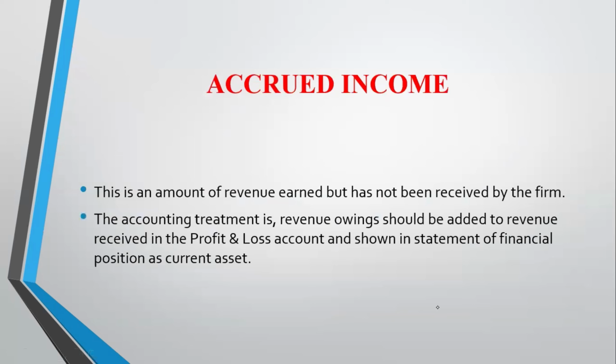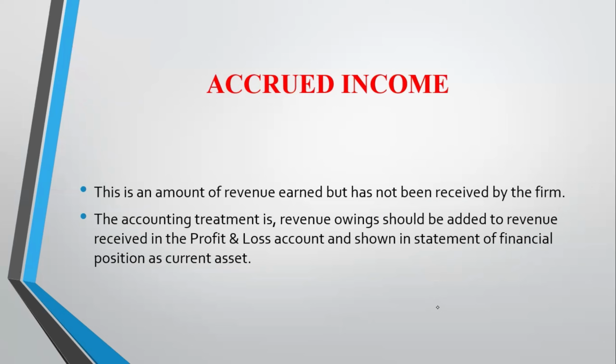Then we have accrued income. Accrued income is the vice versa of unearned income. This is the amount of revenue earned but not yet received by the firm. Here, the firm has performed their duty. They've sold the goods to the customer. They've completed the task, but have not received the money from the customer. Here, it has been earned, although the money has not been received.